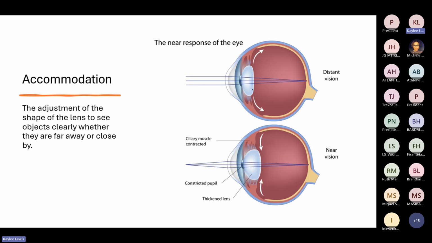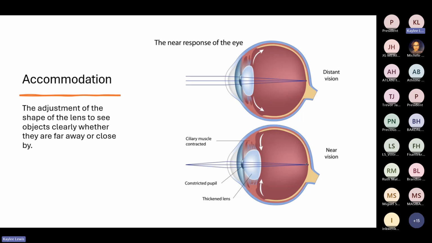And then when we're viewing objects nearby, so for example, you read in a book, what will happen is you need to get your lens more biconvex. So in other words, it needs to bulge out more. And if it bulges out more, that means more refraction of light rays will occur, and that means that the light rays will fall on the retina to create a clear image.